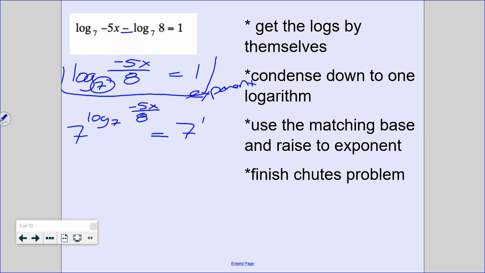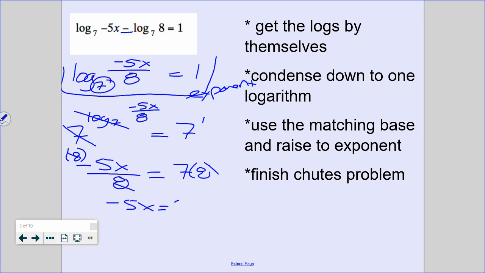So what happens with log base 7 and 7? They cancel out. So what am I left with on the left? Negative 5x over 8 equals 7. 7 to the first is just 7. You've got to times by 8 on both sides. So we get negative 5x equals 56. Divide by negative 5. I got 11.2.